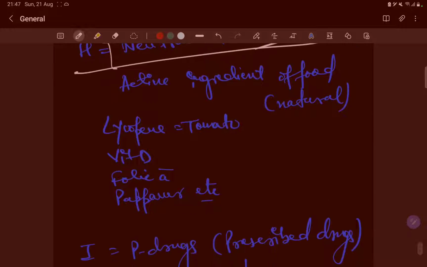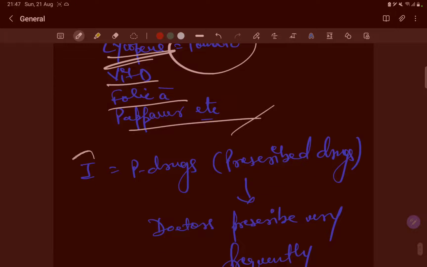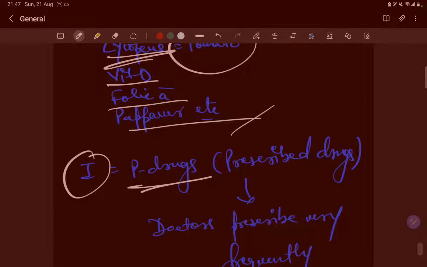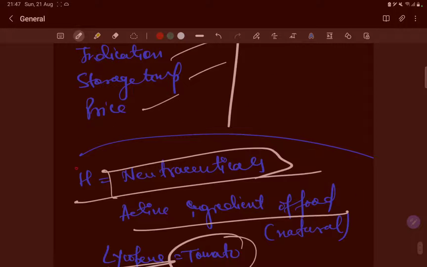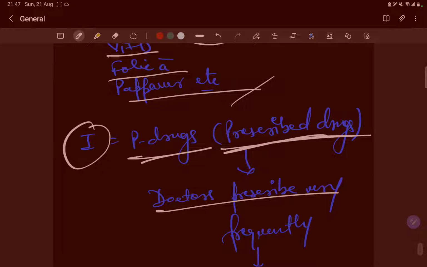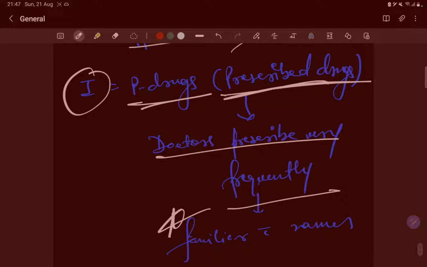Now nutraceuticals: active ingredients of the food, say lycopene in tomato, vitamin D, folic acid, and so on. Schedule H is done, nutraceuticals done. And P drugs, what are they? Suppose we read about P drugs. P drugs are the prescribed drugs. Doctors prescribe this kind of drugs frequently, so they are familiar with the name and the composition. So these are the most commonly used drugs by the doctor. These are the P drugs.